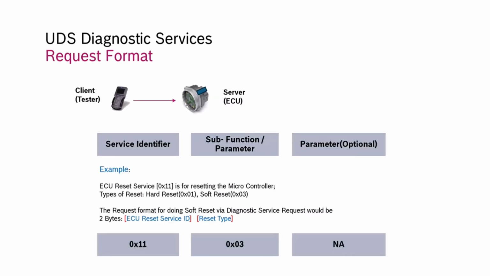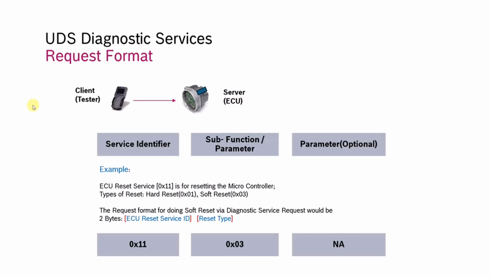Now we'll see the request format. We need to establish communication, which may be through physical addressing. Once the channel is established, we need to communicate. How can we communicate? What will be the request format? In what way do I need to send a request, and in what way do I need to receive the response? That we get from the ISO 14229 standard. It has some set of rules. We need to send a request in this format only.